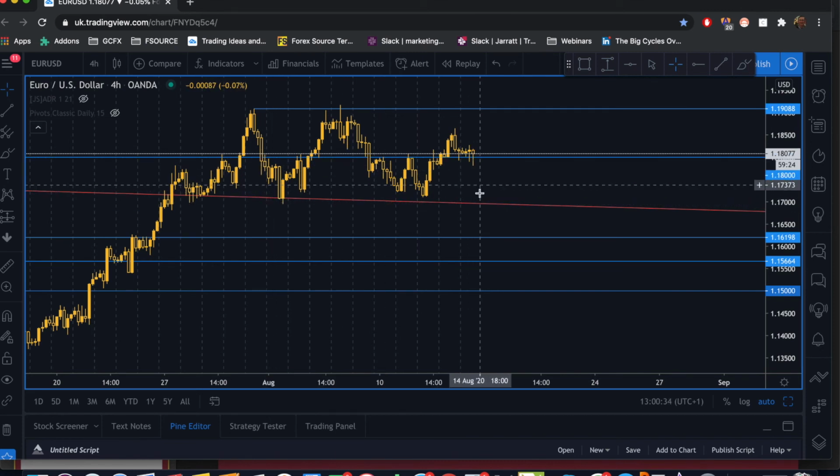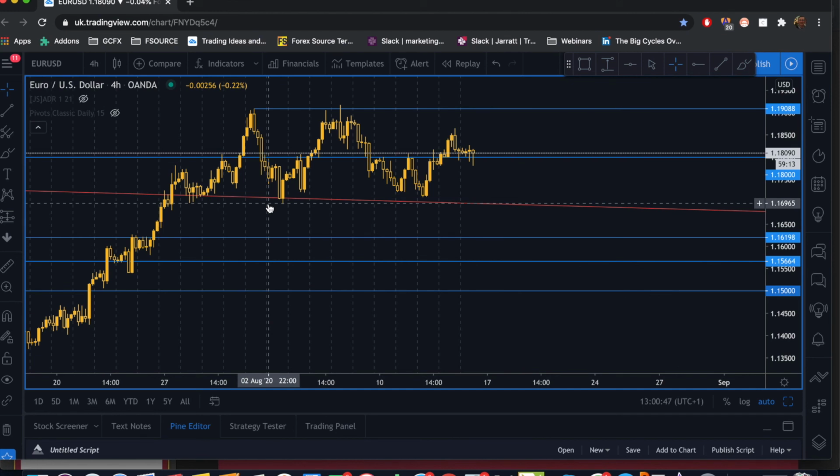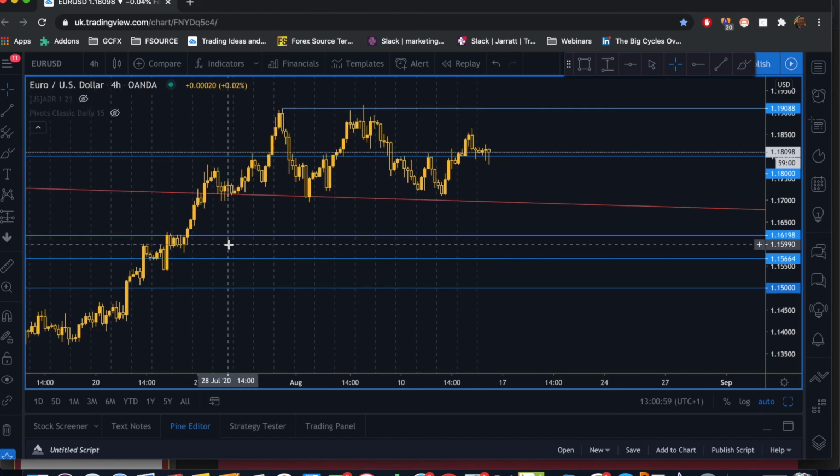And if that level is broken to the downside, then we can reasonably expect the height of this pattern as a target. The target is roughly from 1.1700 up to 1.1900, so it's approximately 200 points to the downside. So that would make our target somewhere around the 1.1500 big key number. So that is a very simple run through of the double top and the double bottom pattern.